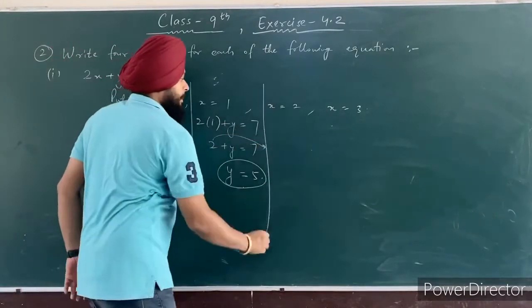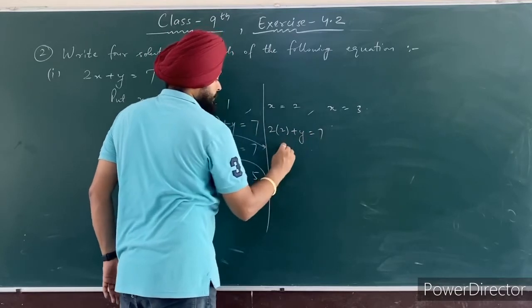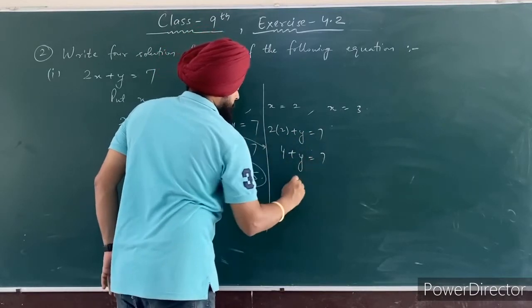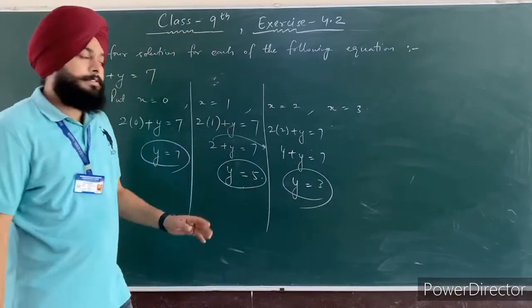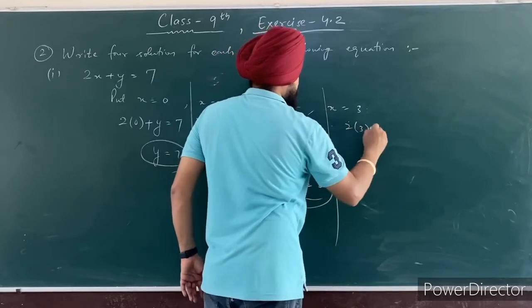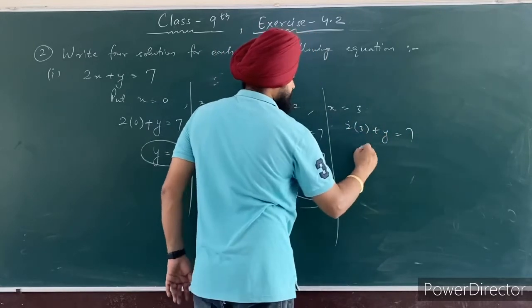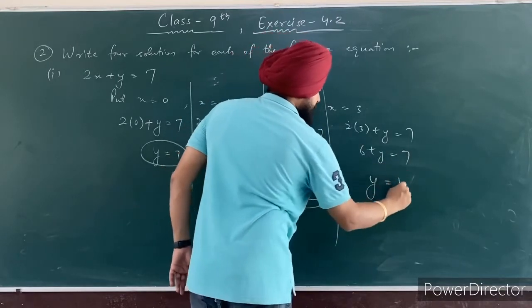When we put x equal to 2, then y is: 2 twos are 4, and y is equal to what? 7 minus 4, 3. y is 3. When we put x equal to 3, then y is: 2 threes are 6, and y is equal to 7 minus 6, 1.